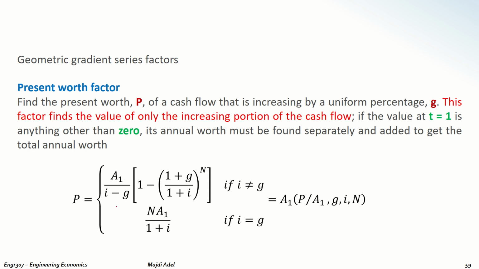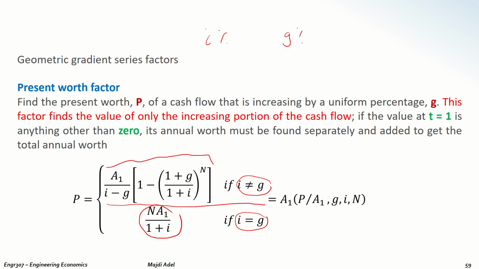And for the present value we have two cases. The first case is if I doesn't equal G, and remember that we have two percentages. We have the interest rate is a percentage, and we have G which is also a percentage. The first formula if I doesn't equal G, I use this formula. If I equals G, the formula becomes much simpler: A1 over 1 plus I.